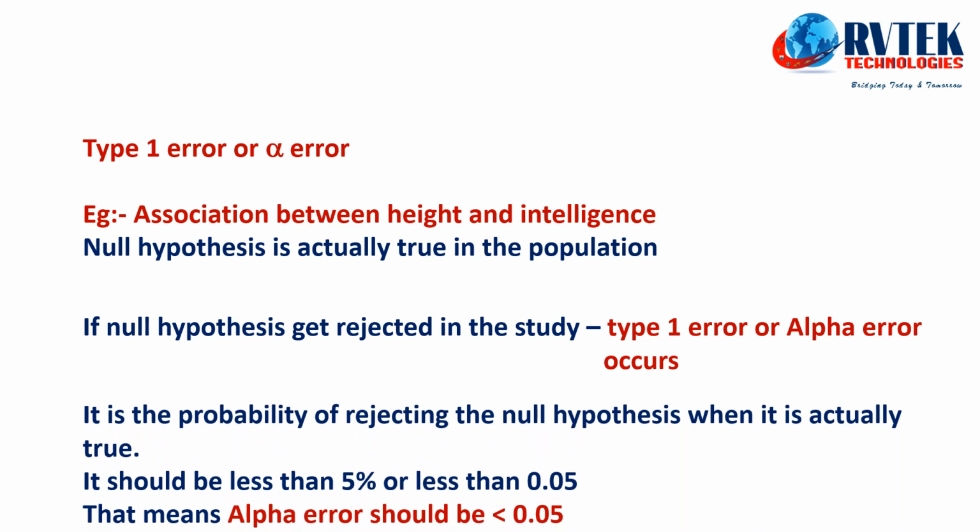It is the probability of rejecting the null hypothesis when it is actually true. It should be less than 5% or less than 0.05. That means alpha error should be less than 0.05.